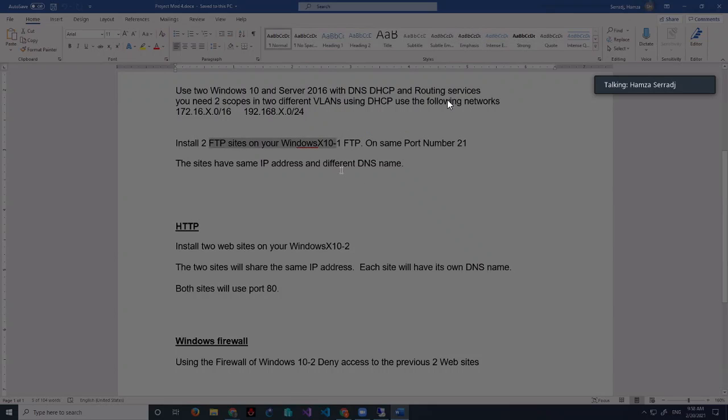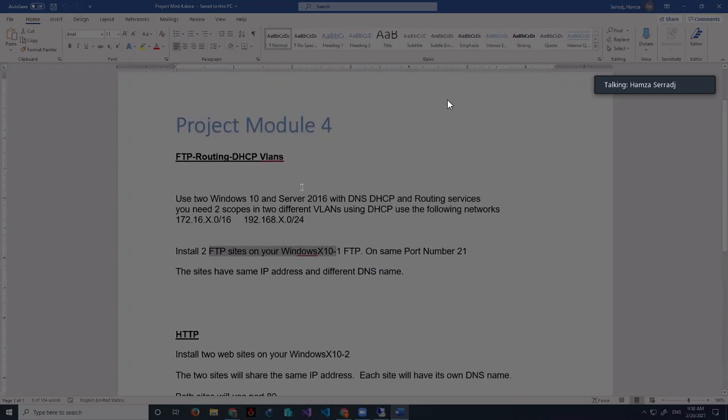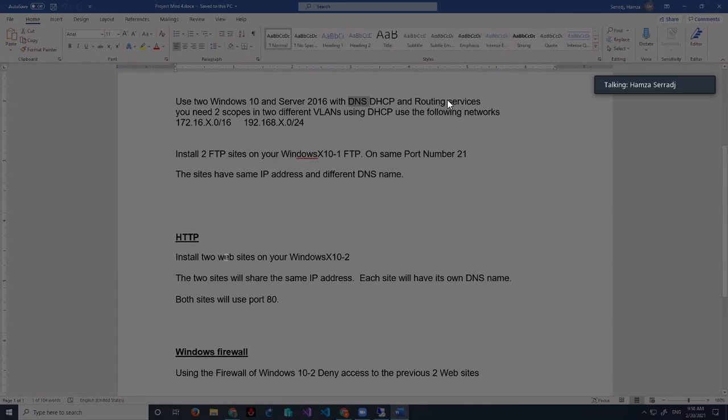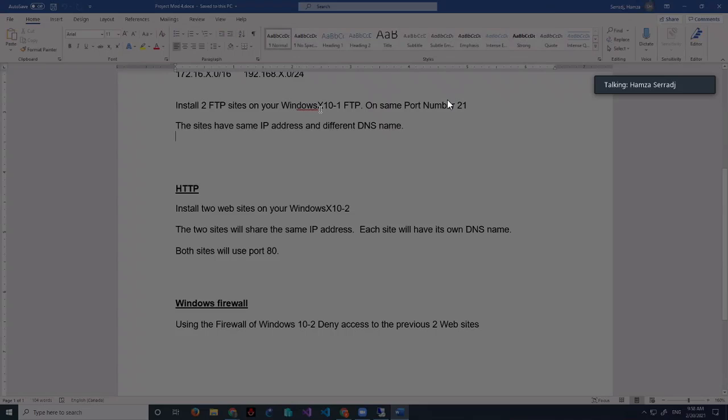So basically, it's the same lab that we did before. We did it based on DHCP. We have the DNS, we have the names. We're going to host websites and get access from one website or FTP site on one side to the other. But instead of using two switches here, you need to use two VLANs. One VLAN for this network and one VLAN for this network, right? So install two FTP sites on your Windows 10 on the same port number. Think about the binding. If he says same port number, of course it's a virtual hostname binding.